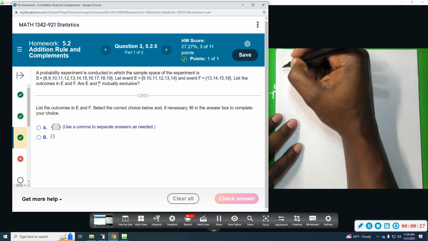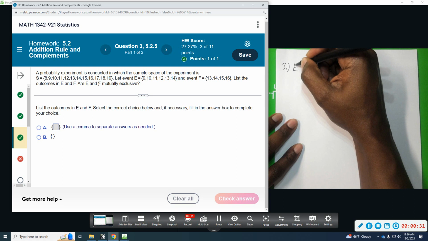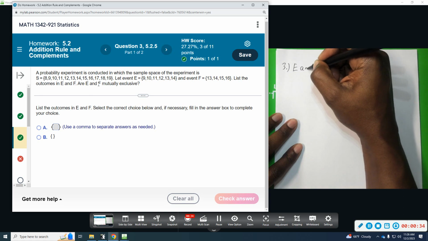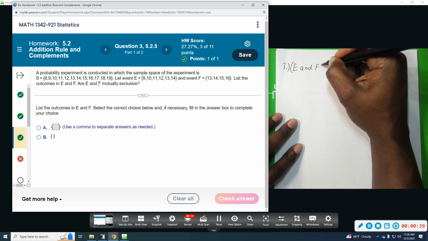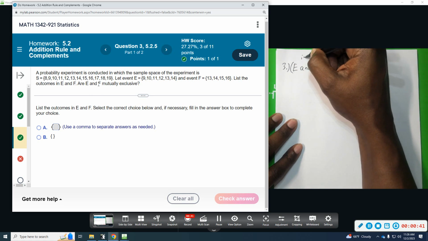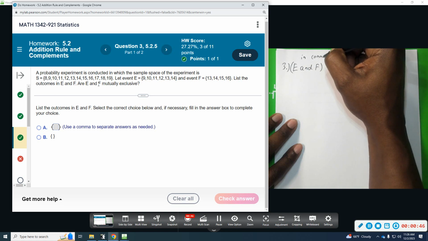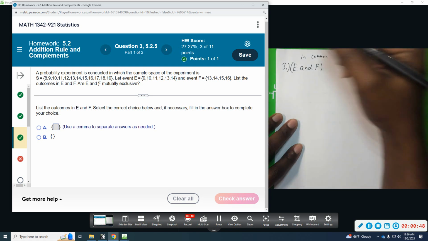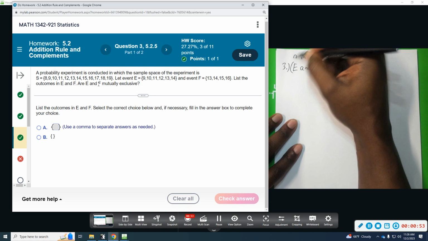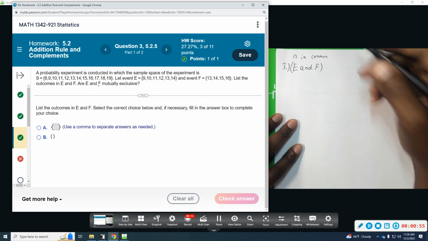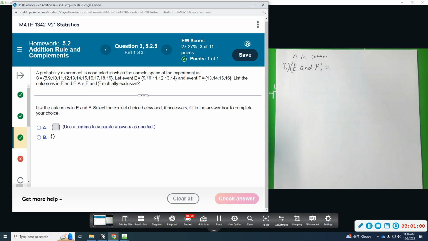So whenever I see E and F, whenever I see the word and, you need to think in common. What do they have in common? The symbol for and, what you might see is like this upside down U, no tail. It's like intersection. What do they have in common? What do they intersect? So I'm only looking for the elements that E and F share.